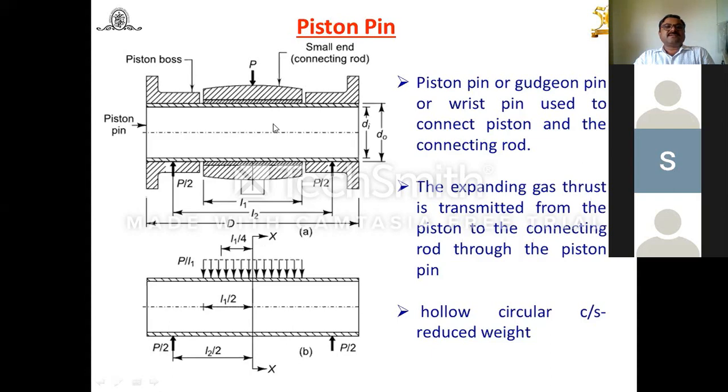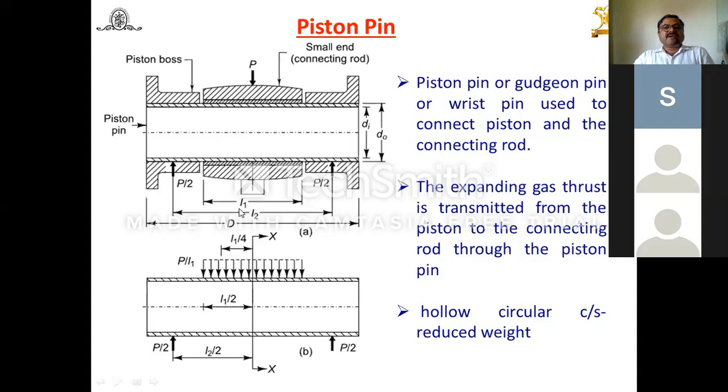L1 is the size of the small end of the connecting rod, where you will get the bearing area which comes in contact with the piston pin or gudgeon pin. And this is the boss part of the piston. Again, the piston pin, or gudgeon pin, also known as the wrist pin, is used to connect the piston and the connecting rod. The expanding gas force is transmitted from the piston to the connecting rod, and it is a hollow circular pin, hollow to reduce its weight.